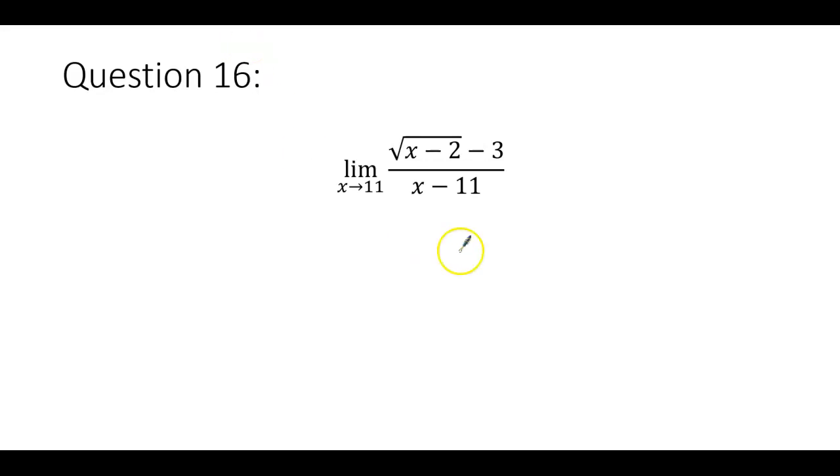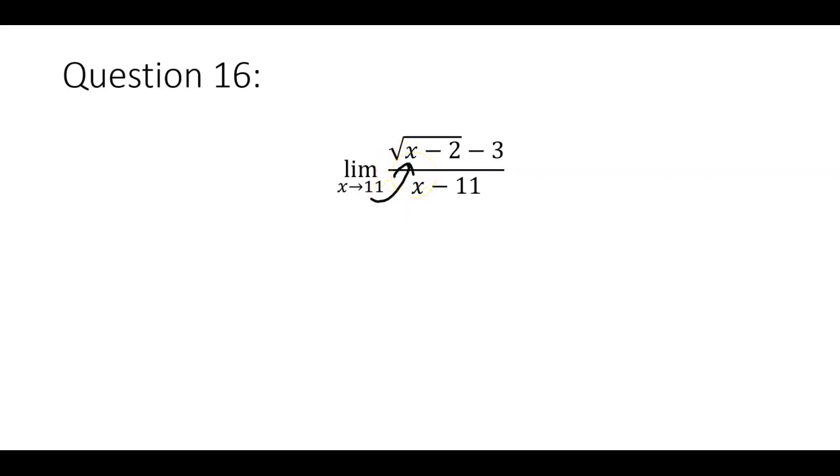All right, so this is finding a limit of a rational expression that has a radical in it. And so over the weekend we talked about how to handle these. You handle it by rationalizing the function, so to speak, or getting rid of the square root where it's located. But before we do that, we always try direct substitution first. So I would plug in 11 here.